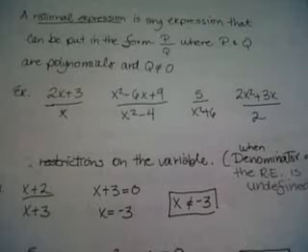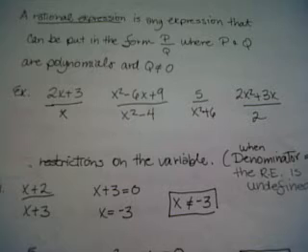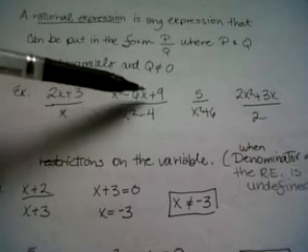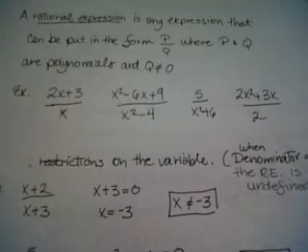Now let's take a look at rational expressions and reducing rational expressions. A rational expression is any expression that can be put in the form p over q, where p and q are polynomials and q does not equal 0. For example, 2x plus 3 over x squared minus 6x plus 9, over x squared minus 4, 5 over x squared plus 6, and 2x squared plus 3x over 2. Those are all examples of rational expressions.